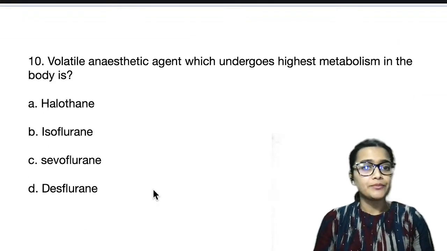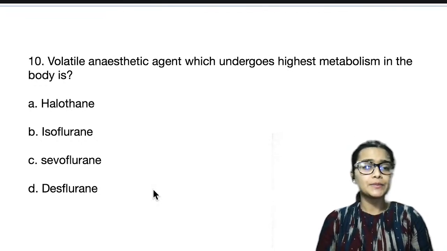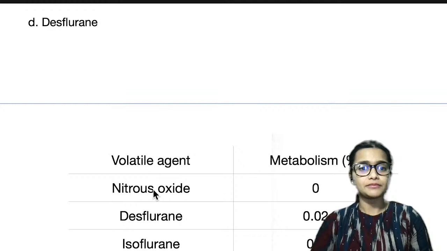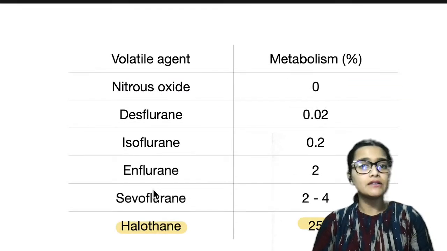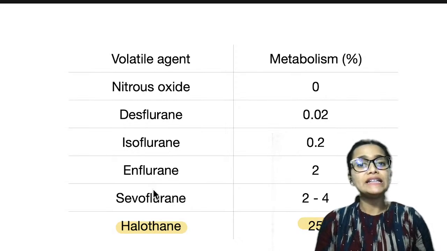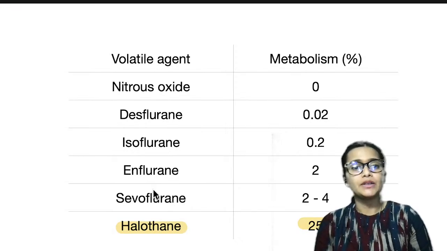Question number 10. The volatile anesthetic agent which undergoes the highest metabolism in the body is: A, halothane; B, isoflurane; C, sevoflurane; and D, desflurane. This table is taken from Miller's Anesthesia textbook. Here I have put it in the order of least to most metabolism. So the answer to the question is halothane.